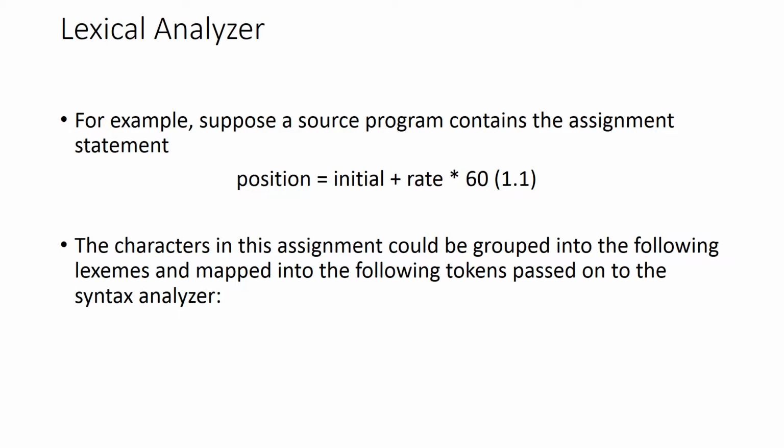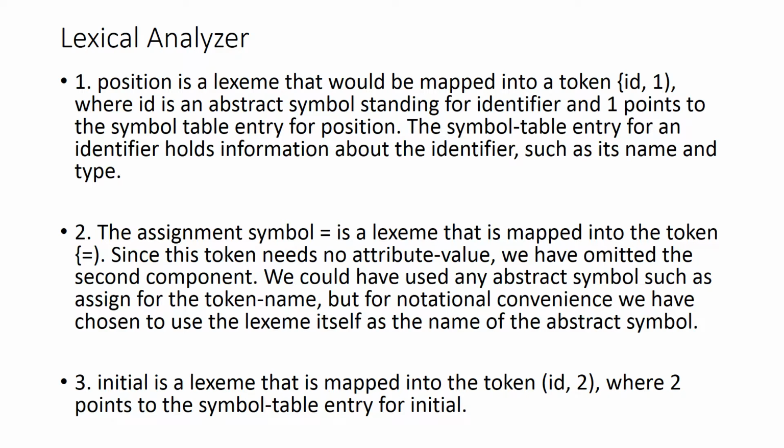For example, suppose a source program contains the assignment statement position equals initial plus rate multiplied by 60. The characters in this statement could be grouped into the following lexemes and mapped into the following tokens passed on to the syntax analyzer. 1. Position is a lexeme that would be mapped into a token ID 1, where ID is an abstract symbol standing for identifier and 1 points to the symbol table entry for position. The symbol table entry for an identifier holds information about the identifier such as its name and type.